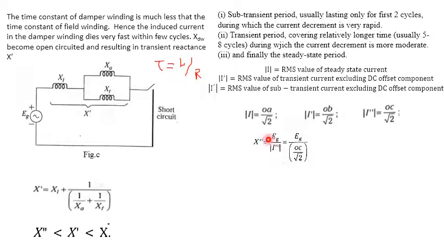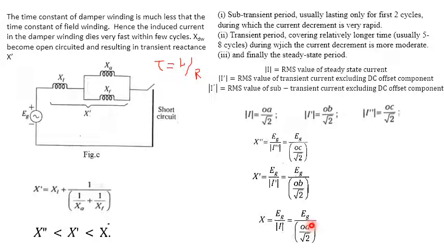is nothing but the subtransient reactance, equal to EMF divided by subtransient current. So already we know that I double dash is nothing but OC by root 2. Similarly, transient reactance is equal to Eg by I dash, so we get Eg by OB by root 2. Similarly for the steady state reactance, we get Eg by I, that is Eg by OA by root 2.